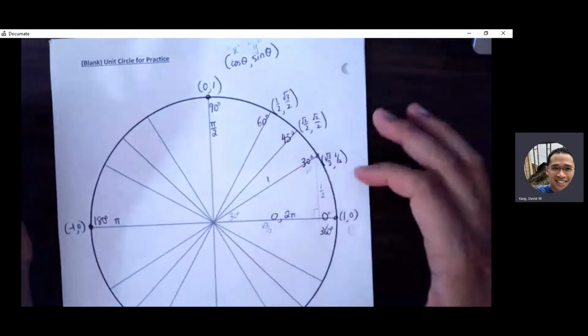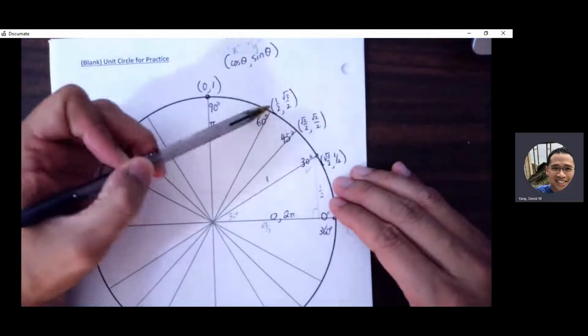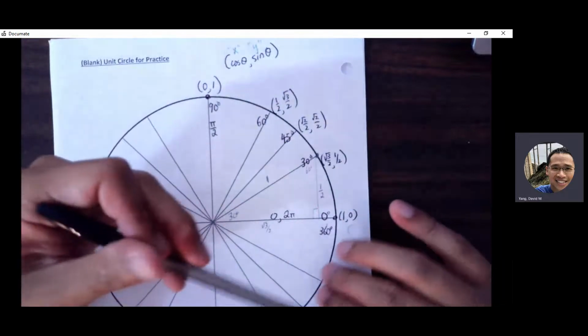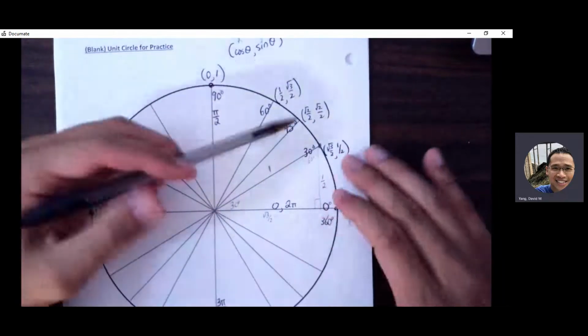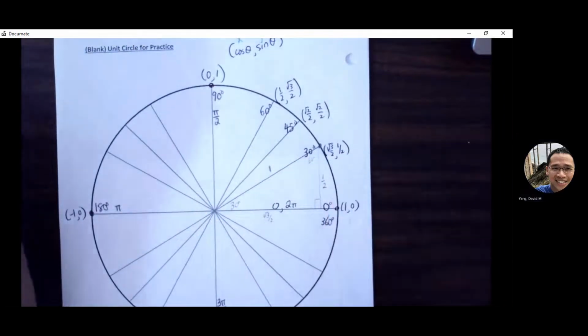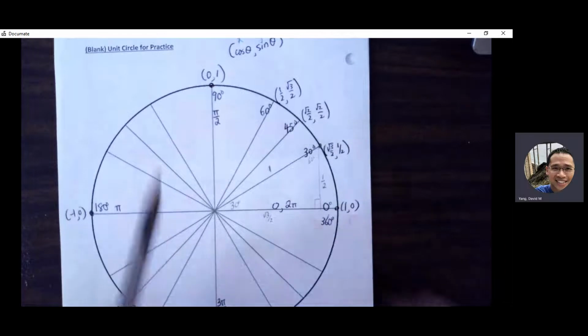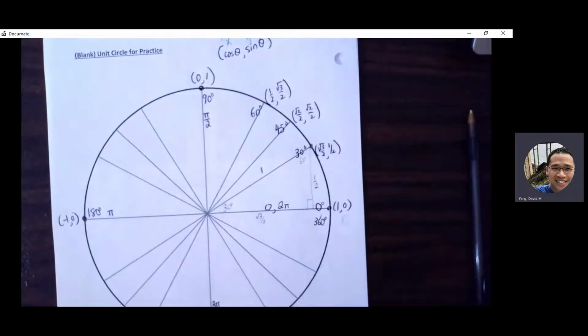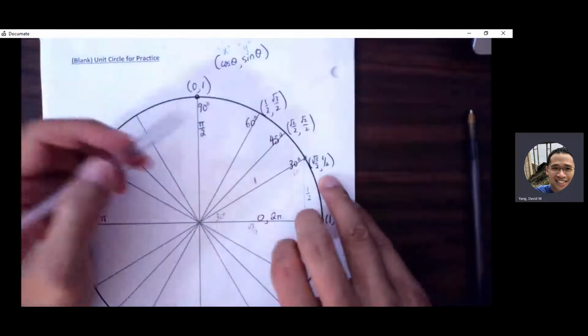All right, now these are the most important ratios here, because if we can fill out the first quadrant, then everything else along the unit circle, second, third, and fourth quadrant, are just variations of what we see here. Okay, so here's a way to memorize these values.